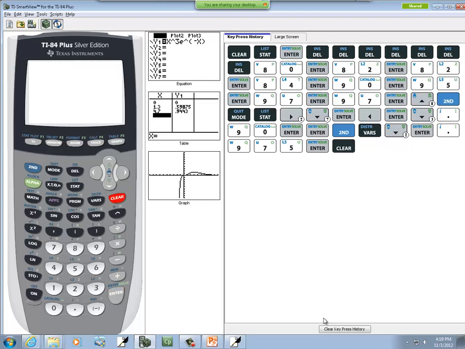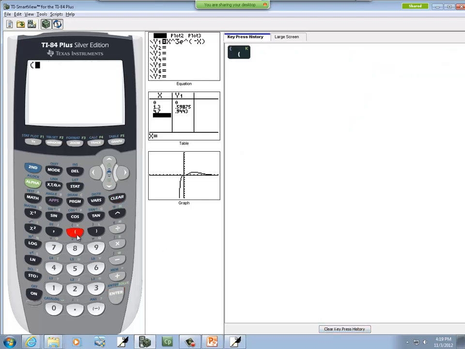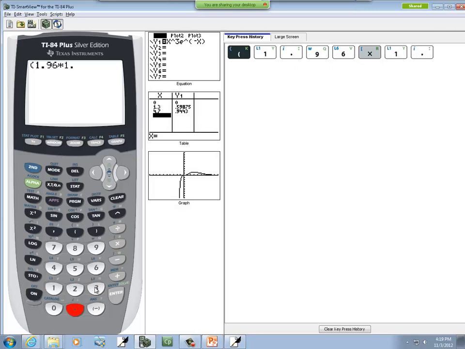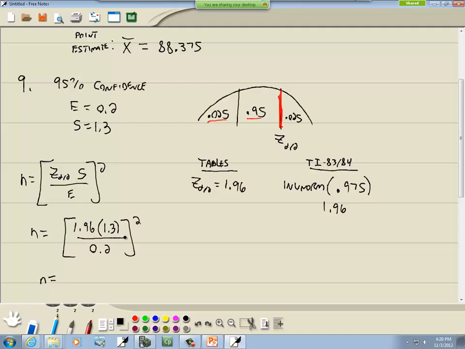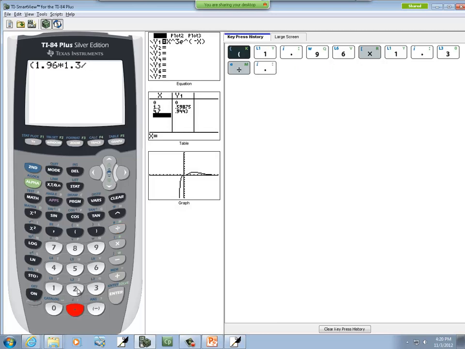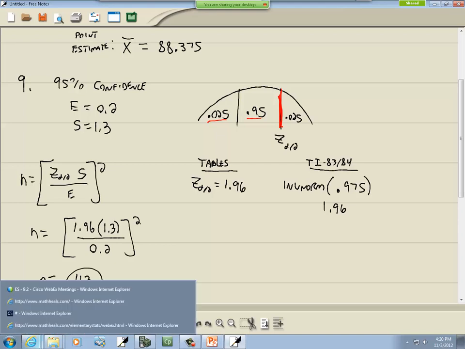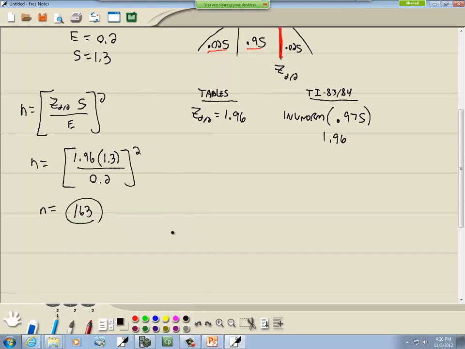Okay, so I'm going to put in beginning parentheses 1.96 times 1.3 divided by E, which was 0.2, close parentheses, and then x squared, and then enter. Our answer is 163. Again, you always go up. Always round up.